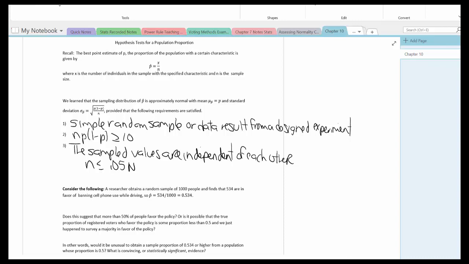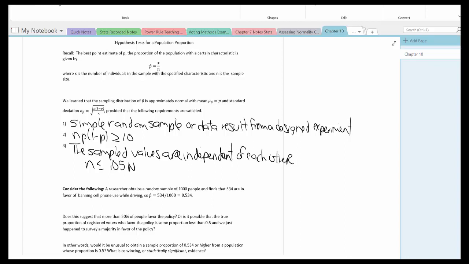In this video, we're going to begin our discussion with hypothesis tests for a population proportion. Recall, the best point estimate of p, the proportion of the population with a certain characteristic, is given by p hat equals x divided by n, where x is the number of individuals in the sample with the specified characteristic, and n is the sample size.